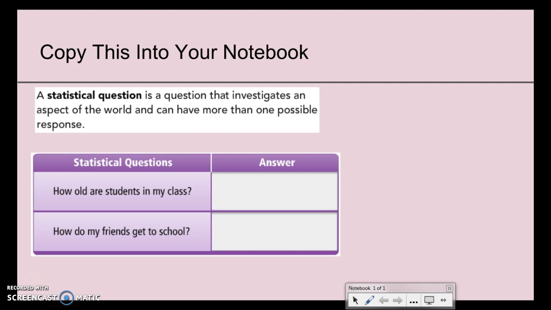So here are a couple examples I included of statistical questions. How old are students in my class? There can be more than one answer for this. There could be some kids that are 11, 11 and a half, 11 and 3/4. Okay, if you want to be a little less technical, you can say just 11. Or 12, because some kids had a birthday during the school year. Or 13, who knows, maybe 14, who knows how old all these kids are, okay?